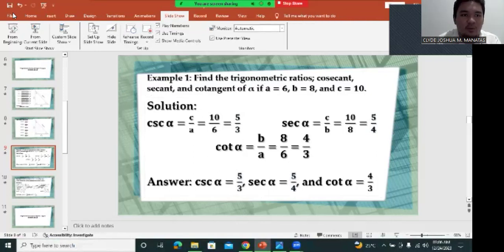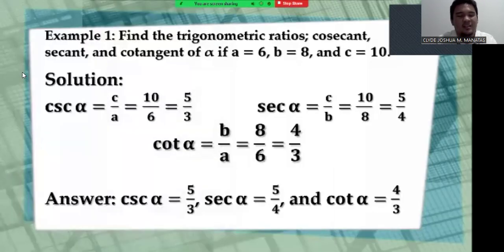Okay, so this is the correct one. Cosecant alpha is equal to 5 over 3. Secant alpha is 5 over 4. And the cotangent alpha is 4 over 3.